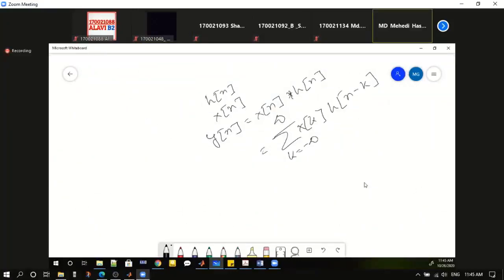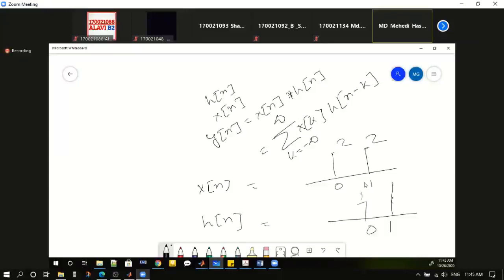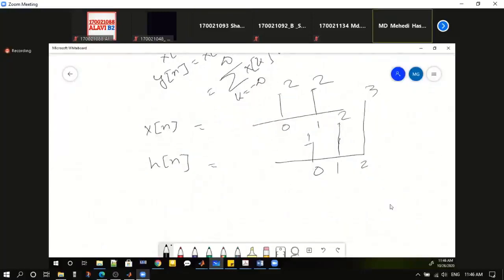I know this one pretty clearly, but actually I'm taking x[n] like this. At 0 you have 2, at 1 you have 2. And h[n] looks like at 0 you have 1, at 1 you have 2, at 2 you have 3. So I will do the discrete convolution. First I have to do the time reversal. So this will be 1, this will be 2, this will be 3.